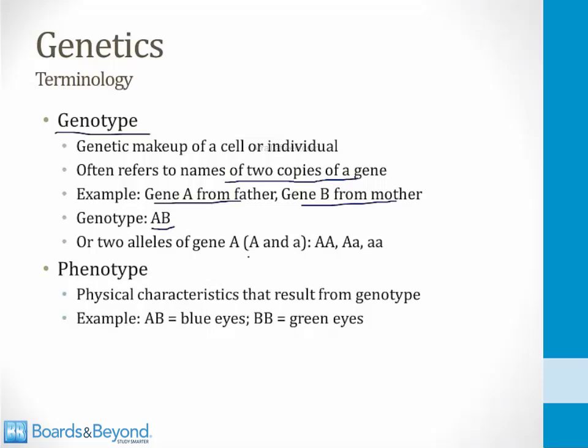For example, if gene A comes in the form big A and the little a form, the person's genotype might be two big A's, one big A and one little a, or two little a's. The phenotype, on the other hand, is the physical characteristics that result from a genotype. For example, genotype AB might equal phenotype blue eyes, and genotype BB might equal phenotype green eyes.